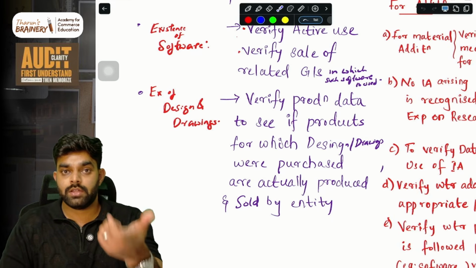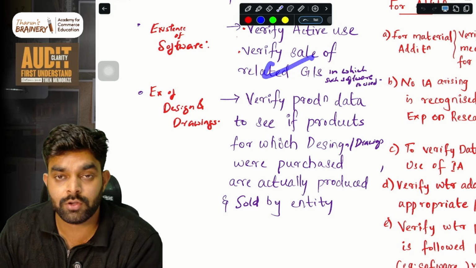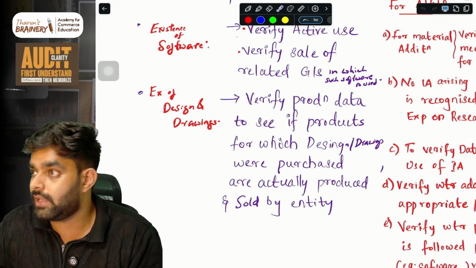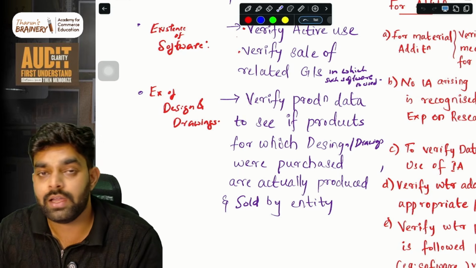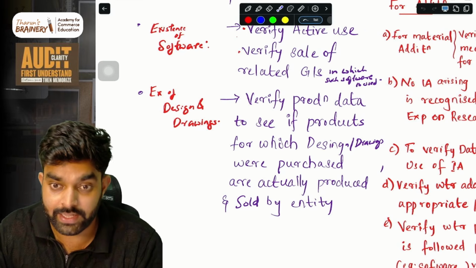I created one design with the software, and the same design I printed on a shirt and sold. So when I verify the sale of that shirt, I can understand, okay, this shirt has been sold 1,000 units and this design was made by this software. So this software is in active use. Like that I can conclude.